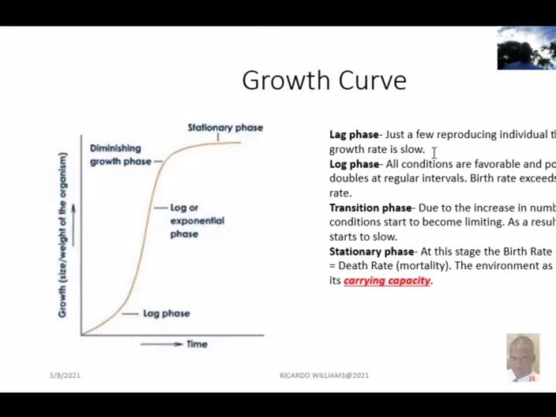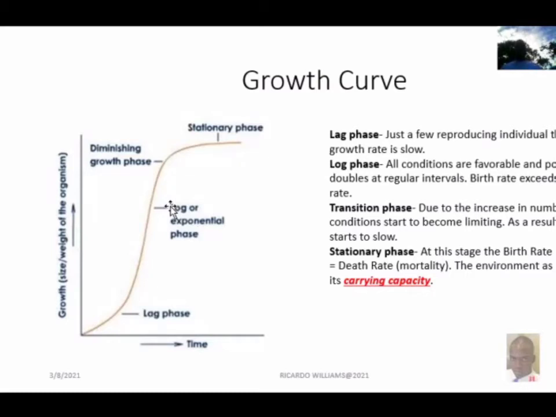Alright, so that's the exponential or the log phase. The log phase is this part here. So you see there's a sharp increase in the numbers in a short period of time. The diminishing phase now is when those environmental factors start to kick in. Those now start to slow down the pace at which the population was growing.